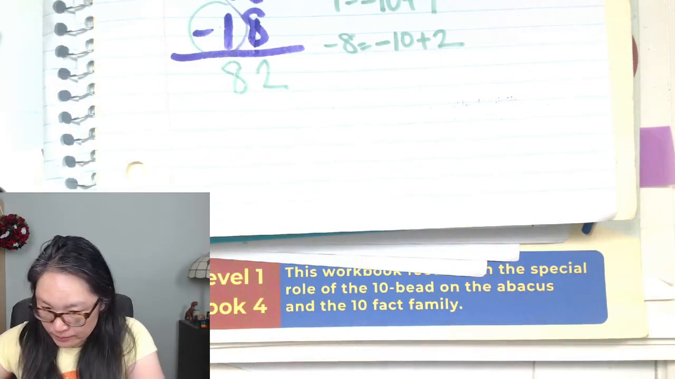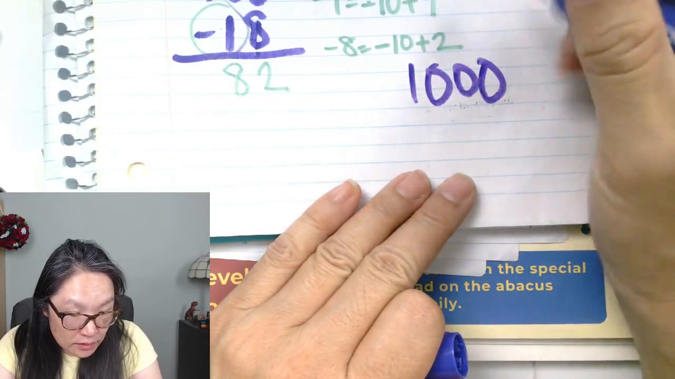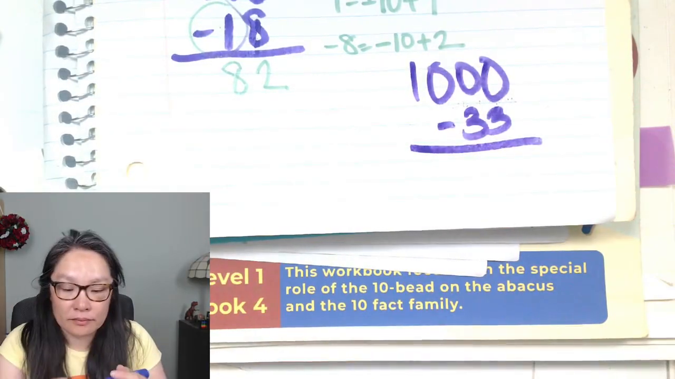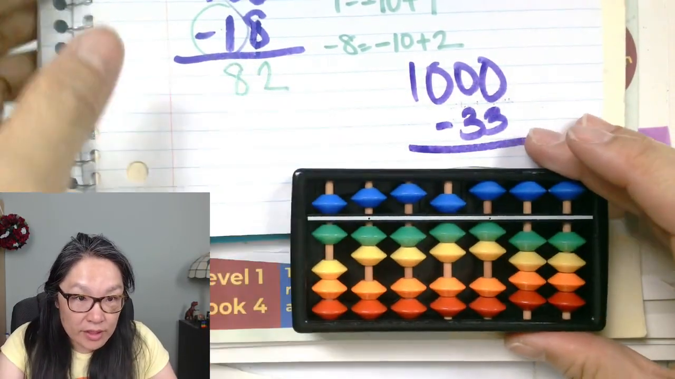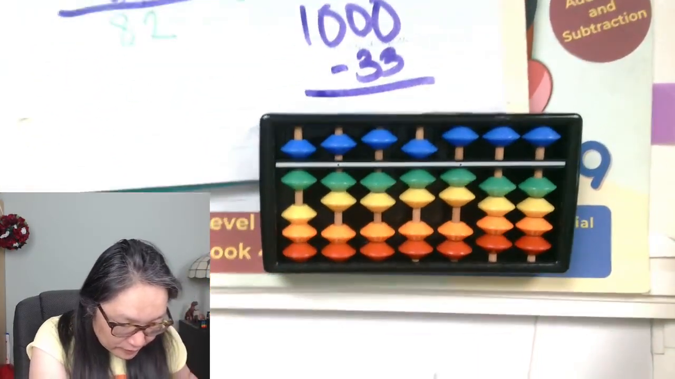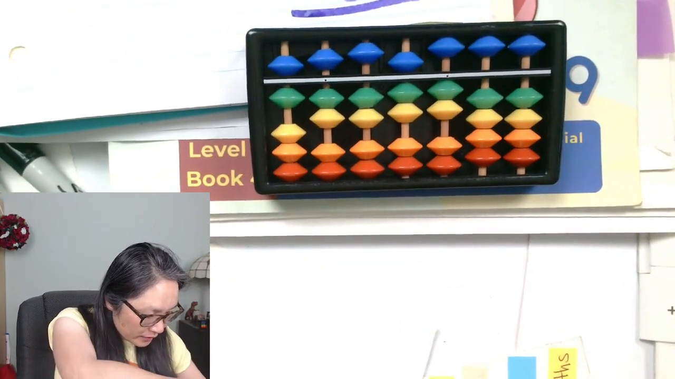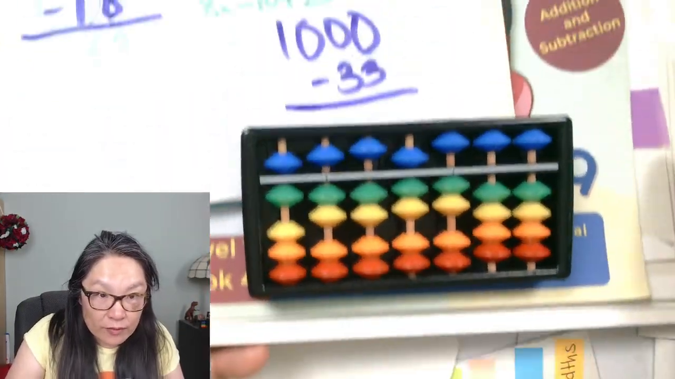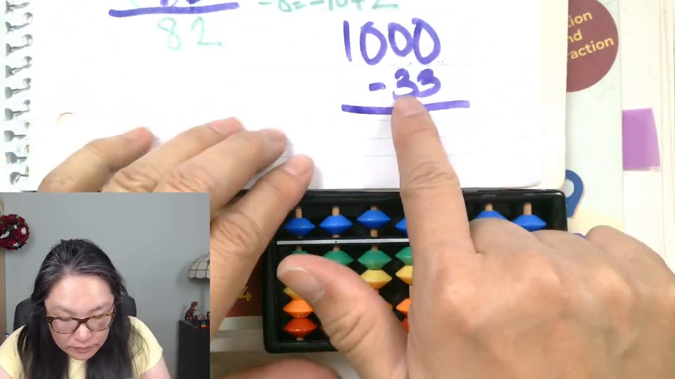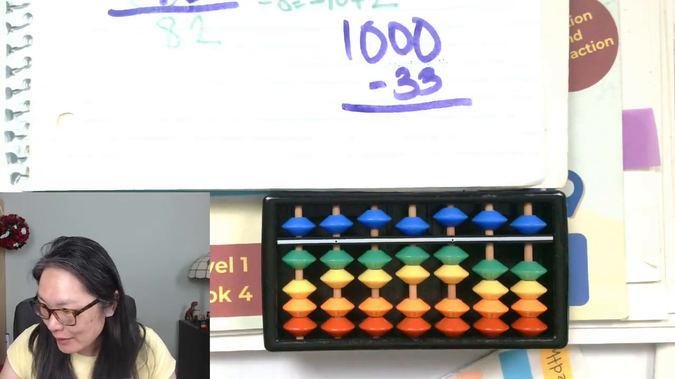Let's do 1,000 minus 33. Okay, so our question is 1,000 minus 33. Oh, maybe I should move my camera instead. Again, if you notice, I'm going to start from left to right. Left to right. That's how we read. I don't know why we don't do it that way, but this is how we read.